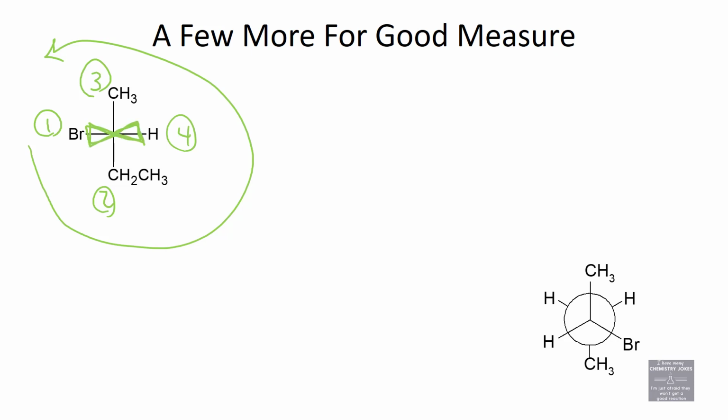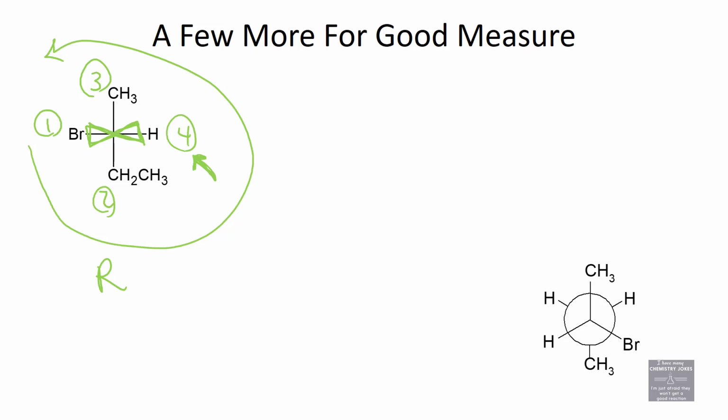a Fischer projection has a bow tie across the middle. That means my lowest priority is coming toward me, so my lowest priority is the opposite of what the rules say it has to be. So it's the opposite configuration of what it looks like. So it looks counterclockwise. It looks like S. Therefore, it must really be R. Fischer projection wasn't so bad.